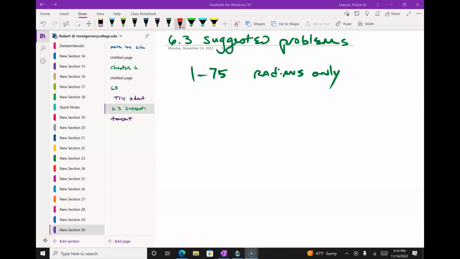6.3, I have one more set of identities I want to talk about, and then I've got the problems I want you to practice. 1 to 75 odds, but you can restrict yourself to radians only. I'm not going to do anything with degrees, okay? So everything with radians. I have some Pythagorean identities.